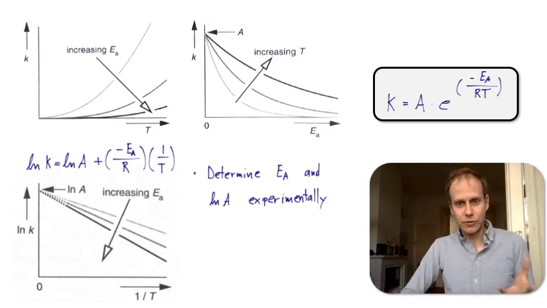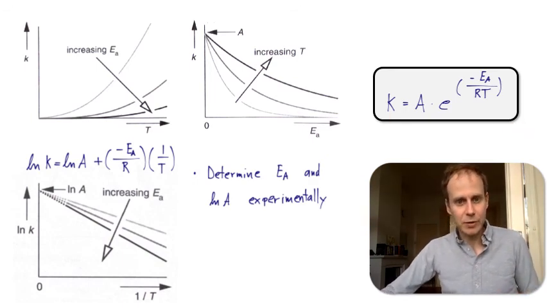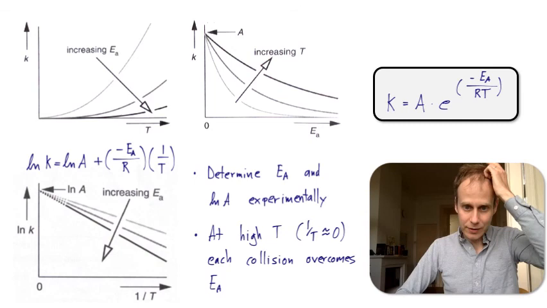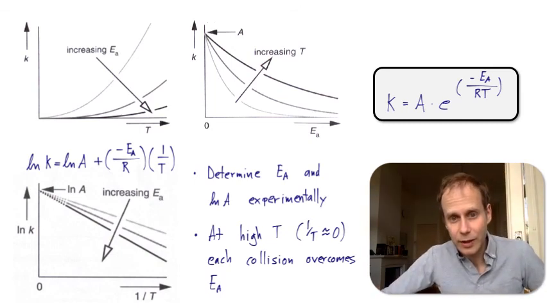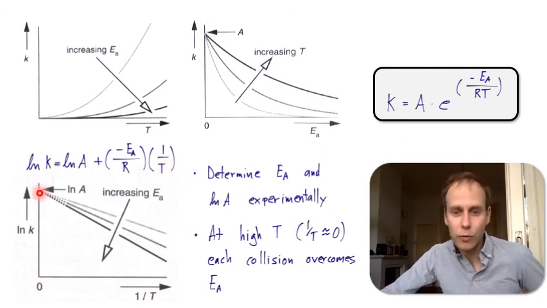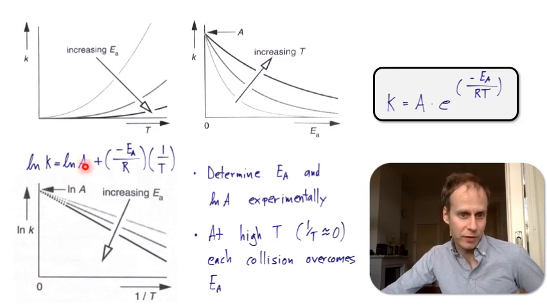You can measure these two parameters based on this model and the linearization. And at really high temperatures, this here is 0, right? 1 over T is 0, and then we are all the way on the left, and then each collision overcomes the activation energy, and you have ln k equals ln A, basically, right?